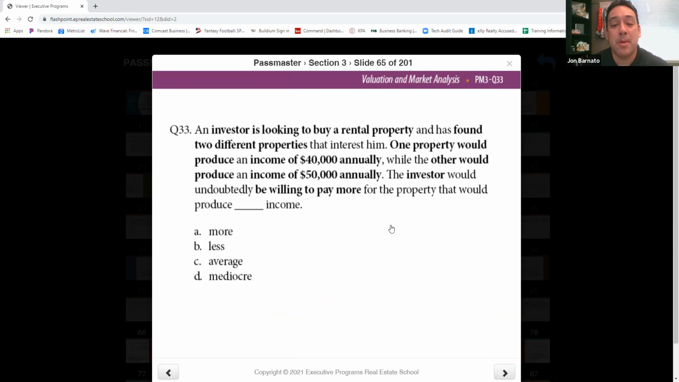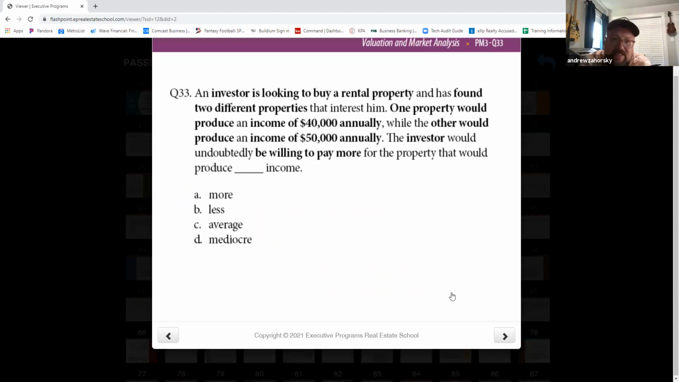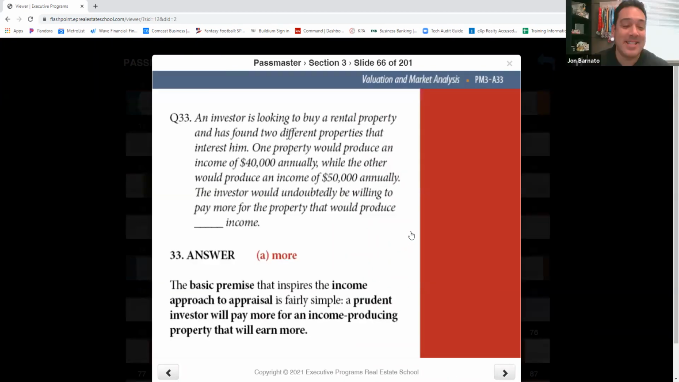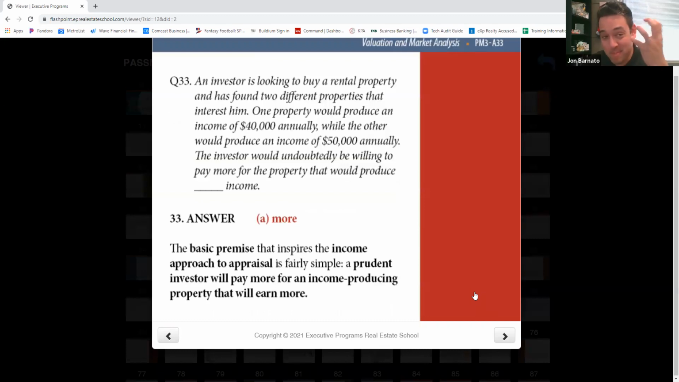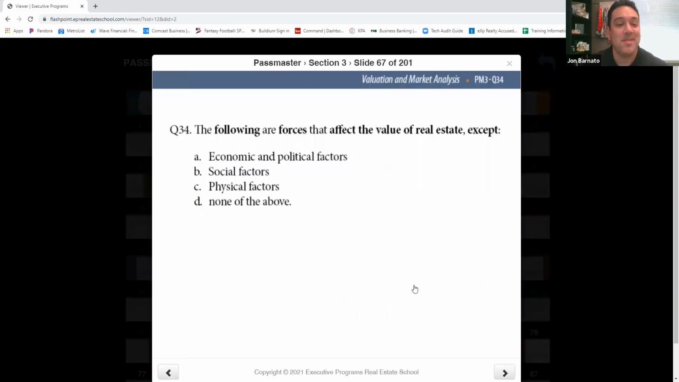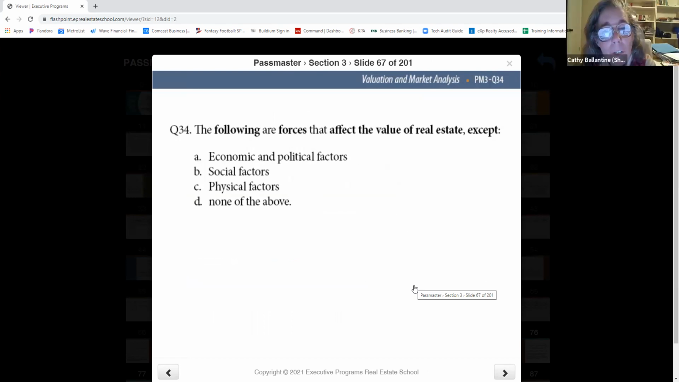An investor is looking to buy a rental property and has found two different properties that interest him. One property would produce 40,000 annually, the other would produce 50,000. An investor would undoubtedly be willing to pay more for a property that would produce more. Yes, more income. Yes, more. The following are forces that affect the value of real estate except... I would say D, none of the above, because they all would.